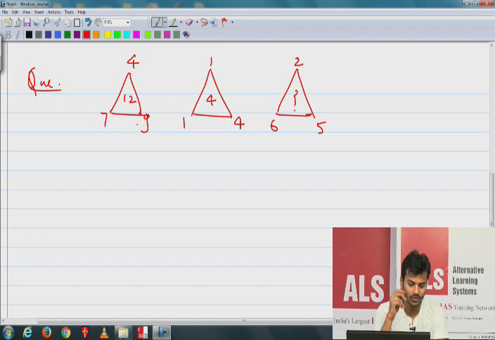This is 9 here, not actually 8, this is 9. And all the other things are correct. This is 4. This is 7. This is 9. This is 12. 1, 1, 4. This is also 4. This is 2, 6, 5. This is the question mark.